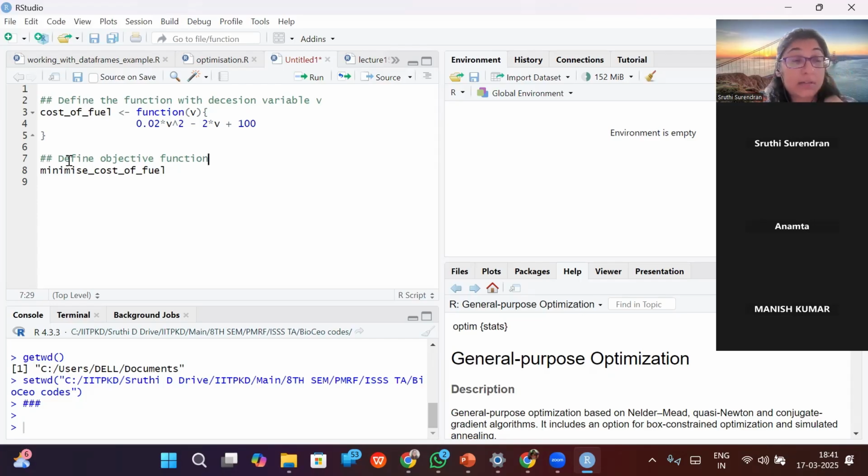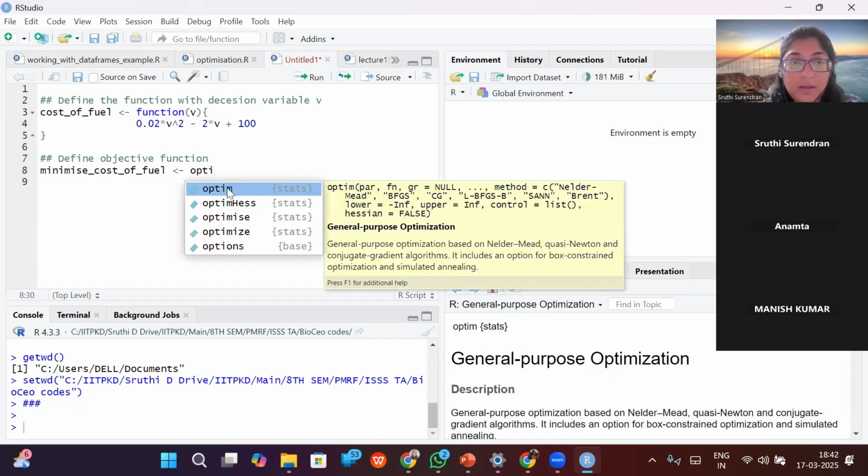Then just writing a comment will help you in recognizing what you're doing. So minimizing the cost of fuel is our objective function. Now, how do we define this? How do we write this objective function in the code? By using this optim optimizer. So optim is what we are using to minimize the cost of fuel.